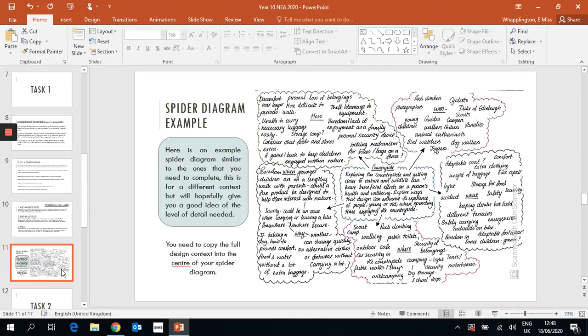So all those things that I'm thinking about, I'm just writing little notes around them. So adaptable footwear, boredom for children, if they're carrying rucksacks on a bike, terrains like I mentioned, bike repair, weight of luggage that you're carrying. So basically anything that I can think of to do with that particular category.